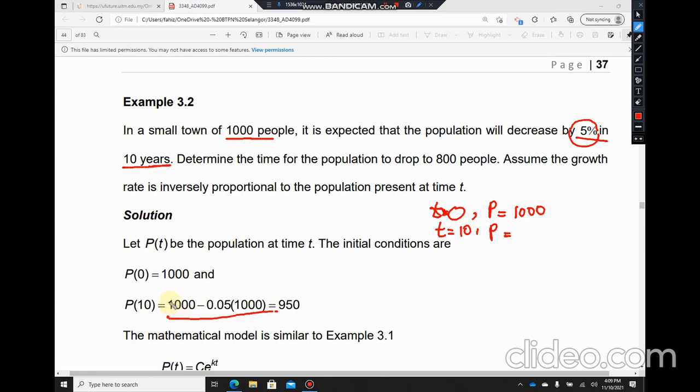Okay, so 1,000 yang asal, initial, minus 0.05 because 5% from initial. Okay, so 5% daripada 1,000 ni adalah 50. So 1,000 tolak 50 dapat 950. So it means that when t equals to 10, the population decreases to 950.